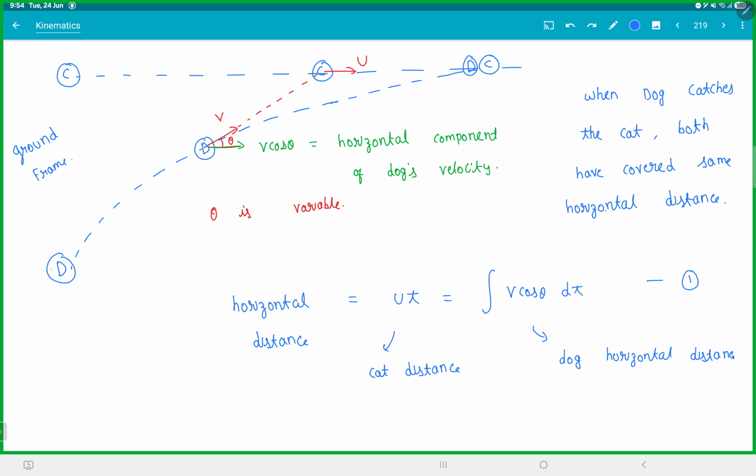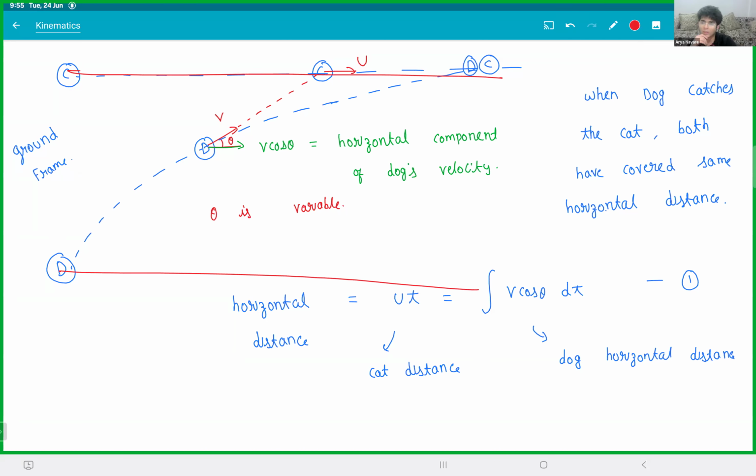I'll ask you one thing. When the dog catches the cat, don't you think this distance and this distance are equal? Yes. And then what is the problem? So the horizontal distance traveled by the cat is equal to the horizontal distance traveled by the dog. Which part of that are you getting confused about?